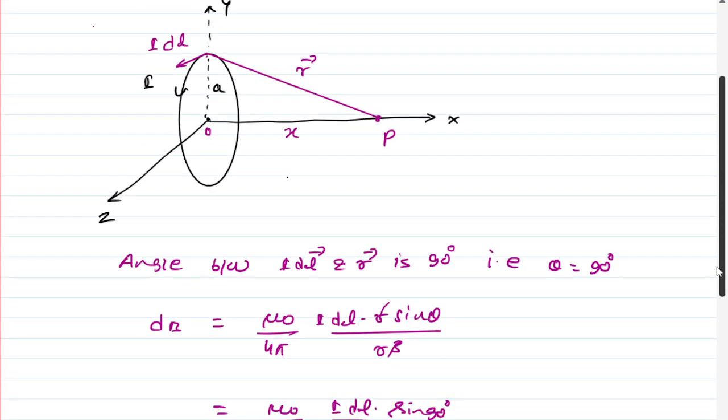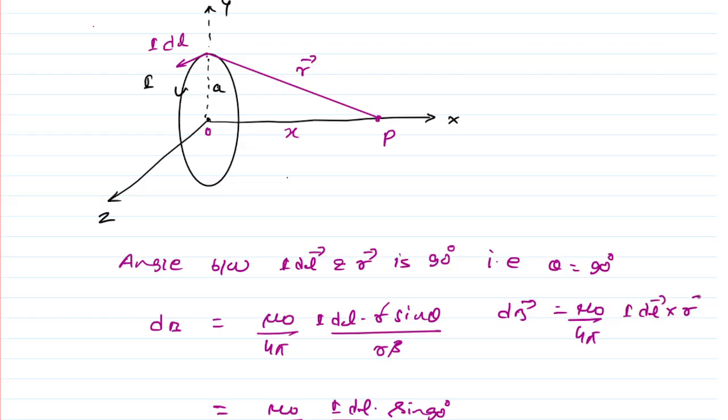Now next to that, as we know that dB vector will be perpendicular to both dl vector and r vector when we take the cross product of two vectors. Since in this dB expression we have in the vector form mu naught by 4 pi I dl cross r upon r cube, this cross product only we have written as dl into r into sine theta. So the resulting vector is dB, and dB is going to be perpendicular to both dl vector and r vector.